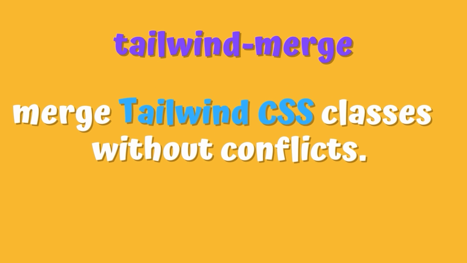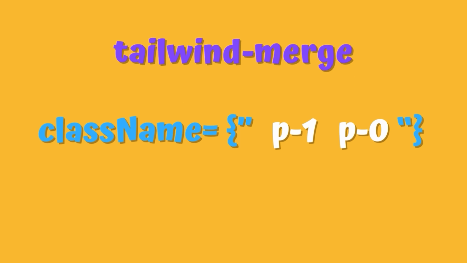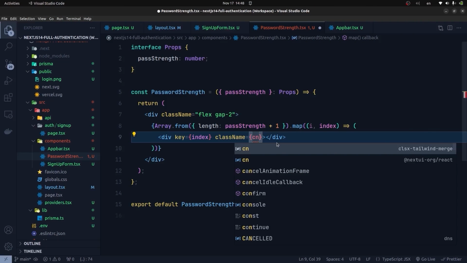For example, if we pass 2 classes for padding, for example P1 and P0, the Tailwind CSS merge will pick up the second padding class and remove the first one. So it is used when we want to make sure that we don't have conflicting Tailwind CSS classes in the class name list. So I use the cn function. It is really a good utility that we can use when we are using Tailwind CSS in our project.